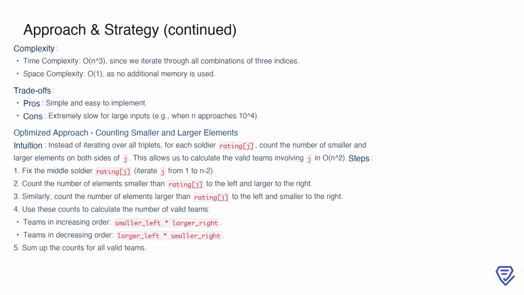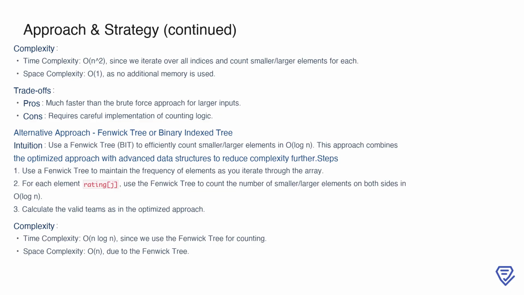Similarly, we count the larger elements to its left and smaller elements to its right for the decreasing condition. Using these counts, we can directly compute the number of valid teams involving rating j, without iterating over all triplets. This drastically reduces the number of operations needed. The optimized approach improves efficiency by reducing the time complexity to O(n²).